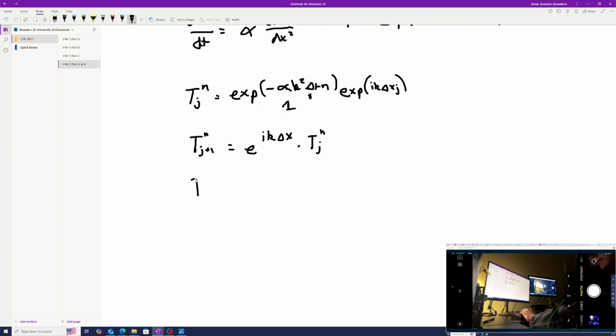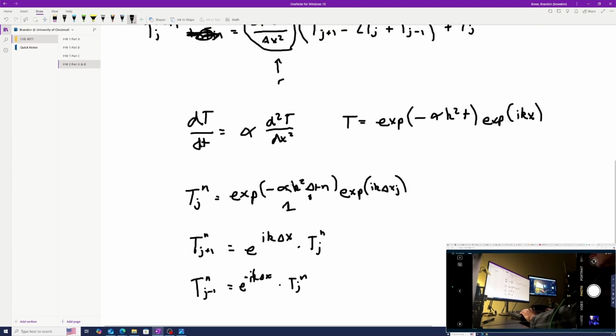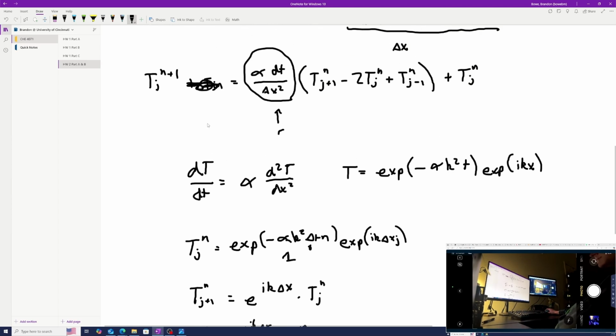And if we were to do this again for j minus 1, we will get e to the I kx again, I k delta x again, times t j of n. However, the one change for j minus 1 is that this here will be negative. So what we can do now is up here, as you can see, we have these tj plus 1s of n with more tj's and our tjn plus 1s. So we'll need to start substituting some of these in for the equation.